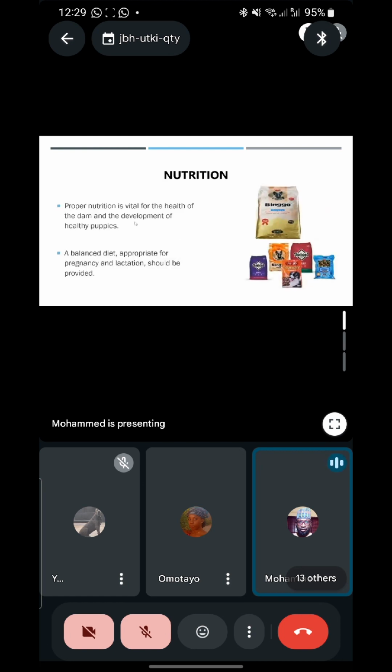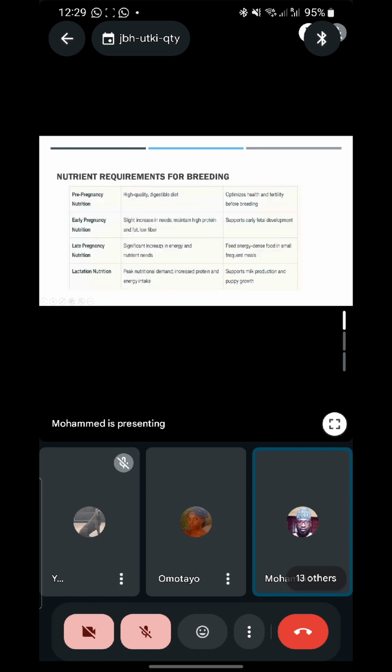Then nutrition. If you don't feed the dogs properly, then they will not be able to become pregnant, or if they become pregnant, there could be a lot of losses due to poor nutrition. So poor nutrition is a major hindrance to dog breeding. So proper nutrition is vital for both the mother and the father. So you should make sure that they have a balanced diet that will take care of their needs. This table shows the different stages of breeding.